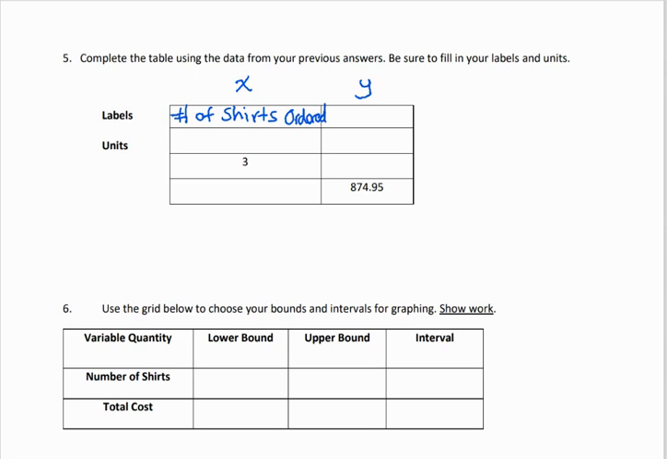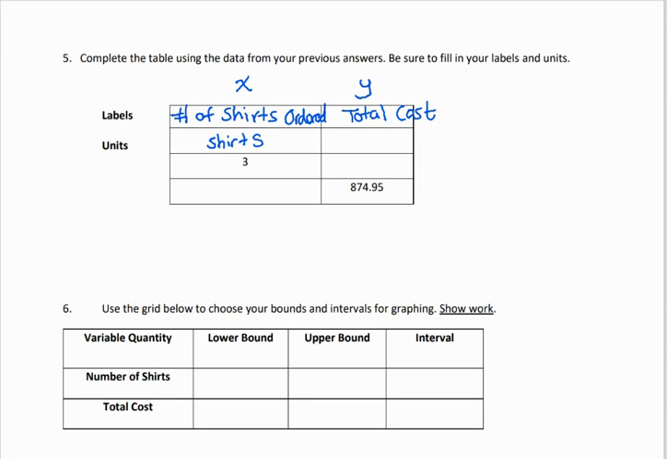How do I measure shirts? Simply just by shirts. Okay? What is our other variable? So what was the other thing we were determining? And there's a hint for you, right? That 874 is in there. What did that represent? Cost, exactly. And I'm just going to write total cost.